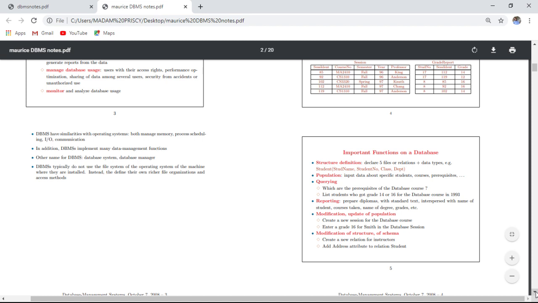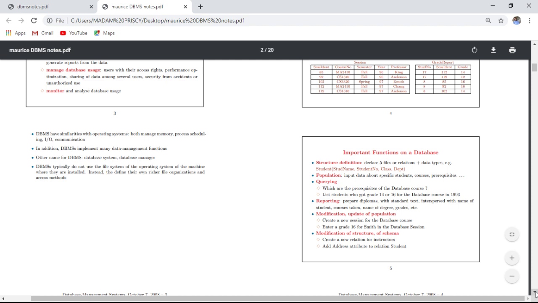That's right. Data types. Data types are your back here. Example, your student ID, student name, student class, your department, okay.